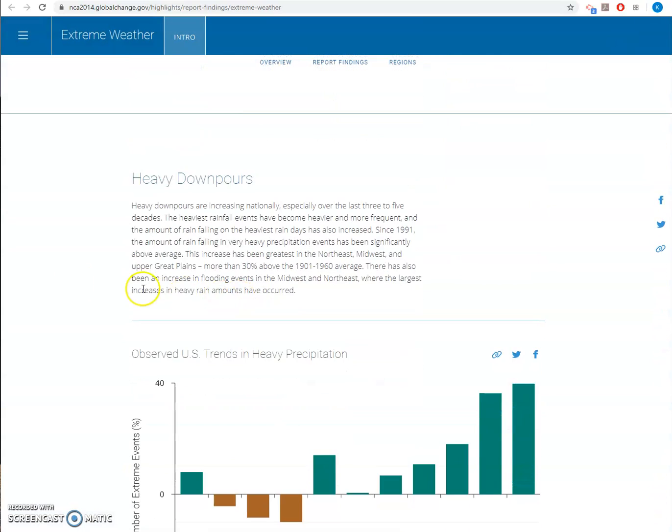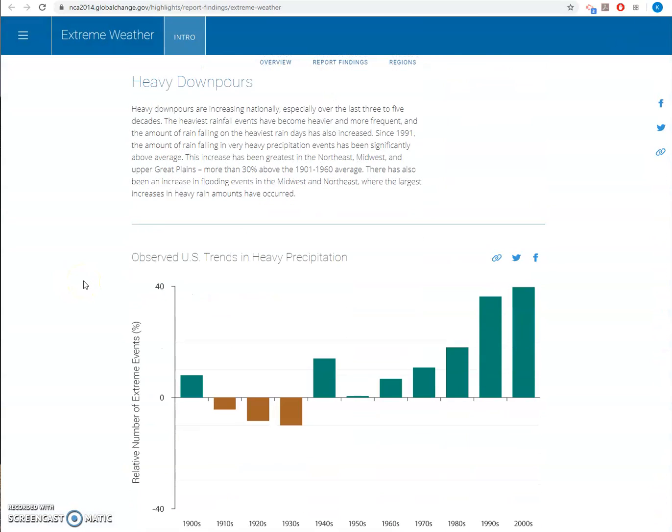Okay, heavy downpours. So places that do get rain are getting a lot of rain, a lot more rain than they usually get, right? You can even tell that here.